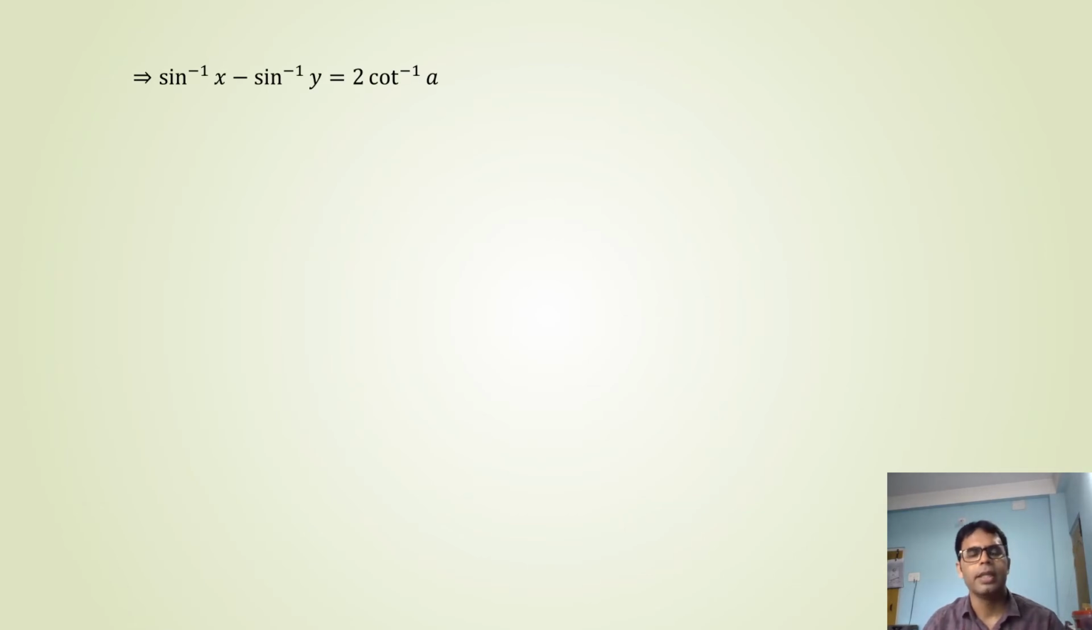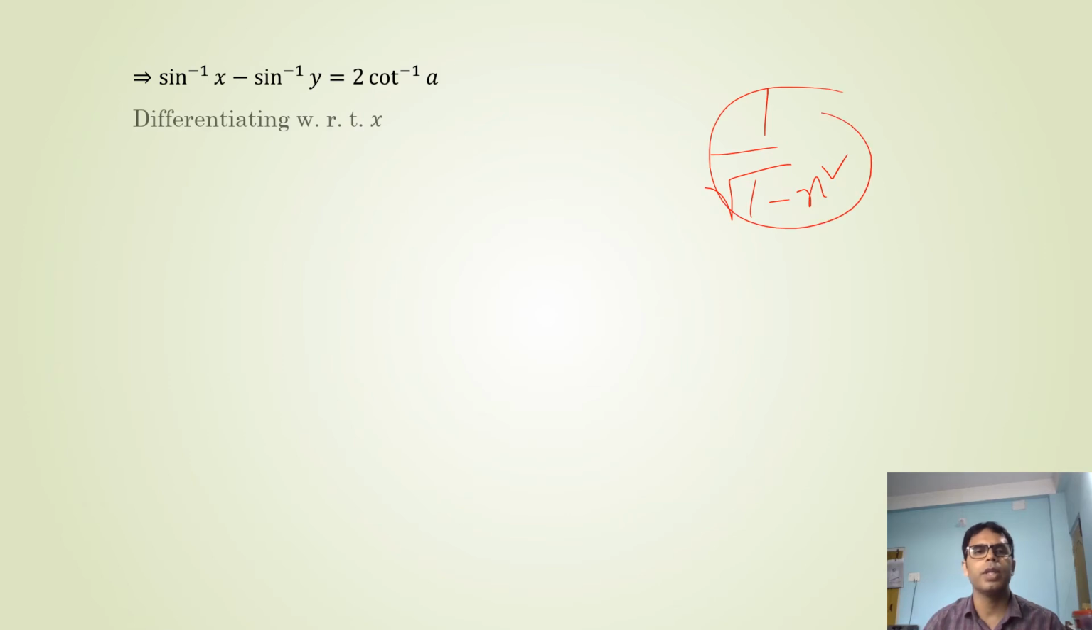This is your next line, just after replacing the value of theta and phi. Only now you take the differentiation. It will be easy. Now if you take the differentiation of sin inverse x, the formula is 1 by root over 1 minus x square, which is used here. And the derivative of sin inverse y will be 1 by root over 1 minus y square, and because of y, a dy dx will come. Okay, so that line.